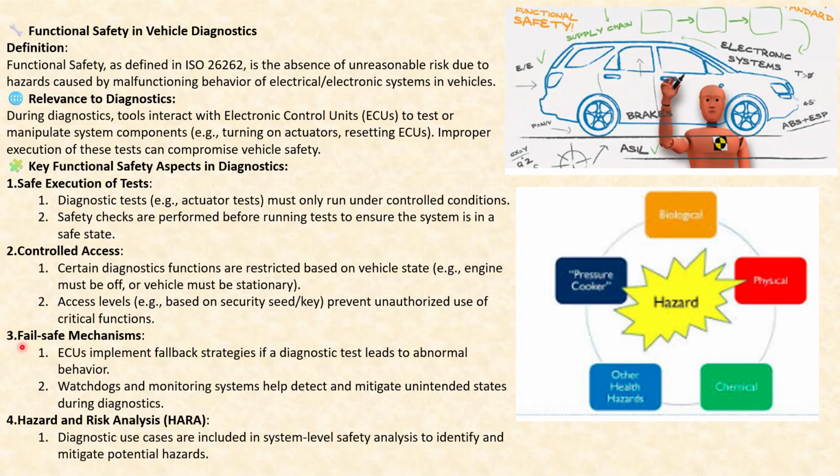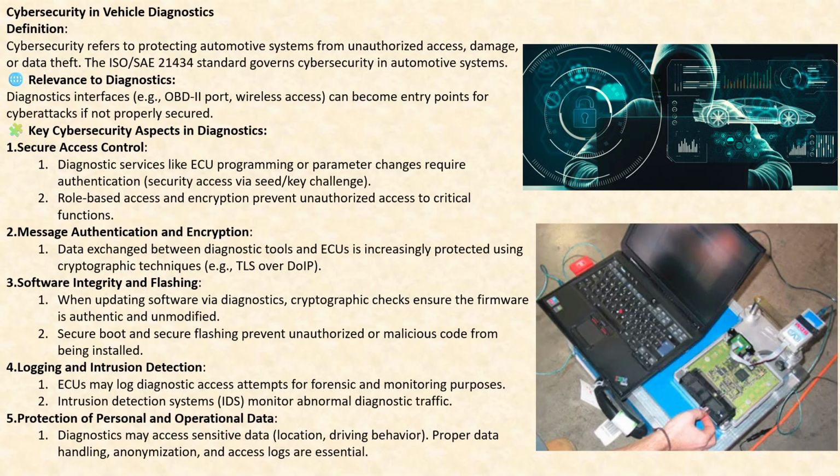So next is fail-safe mechanisms. ECUs implement fallback strategies if a diagnostic test leads to abnormal behavior. Second, watchdogs and monitoring systems help detect and mitigate unintended states during diagnostics. So these are the fail-safe mechanisms. Now, when it comes to hazard and risk analysis, which is a very important limb of functional safety, diagnostic use cases are included in system level safety analysis to identify and mitigate potential hazards.